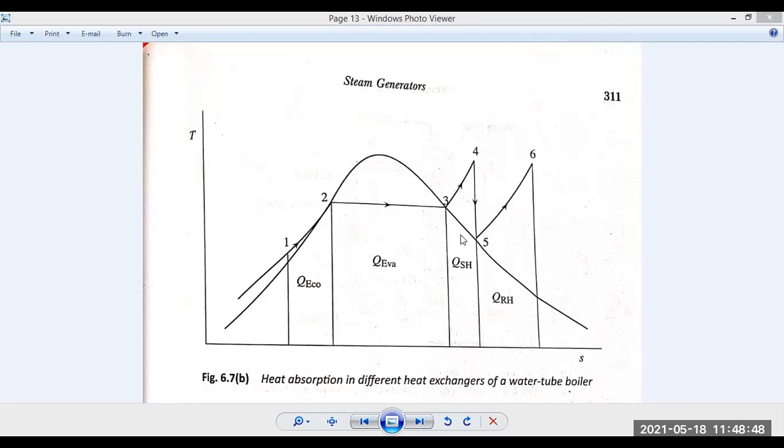Now, next, it goes to the superheater itself. Here the same vapor is being heated, and heat is added in a considerably high amount from 3 to 4, which is the heat addition process in the superheater itself. And from 5 to 6, it goes to the radiant heat section, so that it gets the final temperature and pressure.